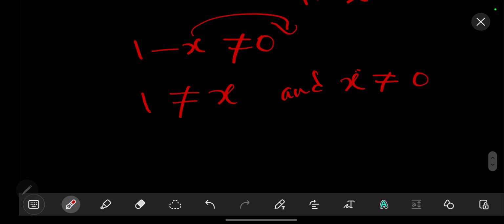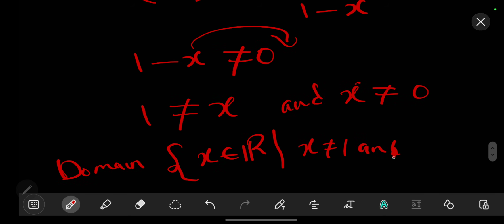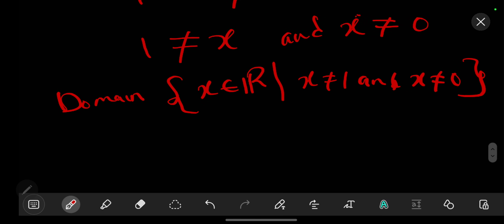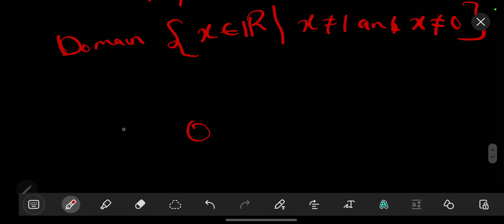So the domain is such that x is a member of the real numbers, such that x is not equal to 1 and x is not equal to 0. So this is our domain. It can be written like this, or in interval notation, of which we have a 0 on the number line, we have a 1 there.